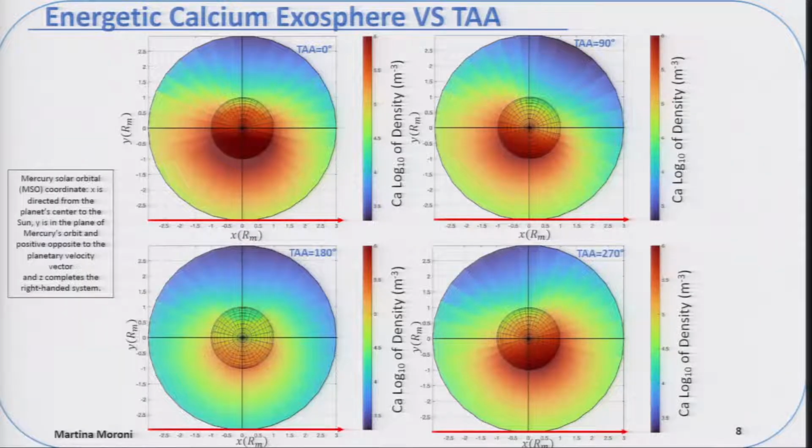We repeated the same simulation for four different true anomaly angles. We have the case of perihelion, the case of aphelion, and two other angles, 90 and 270. We can see in all the plots an evident enhancement of the calcium exosphere on the dayside, with a maximum at perihelion and a minimum at aphelion. It is what we expect from the simulation.